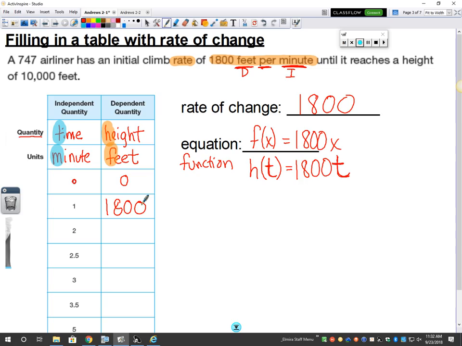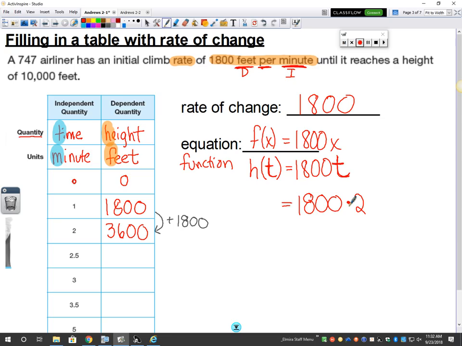If 2 minutes has gone by, we can think of this a couple of different ways. One way that you could think about it is if I've gone up by 1 minute, then I'm adding 1,800 more feet, which makes 3,600 feet. The other way to think about it is to say, okay, well, 1,800 times 2. 1,800 T, T stands for minutes, 2 minutes, sub in, and that would equal my 3,600 feet.